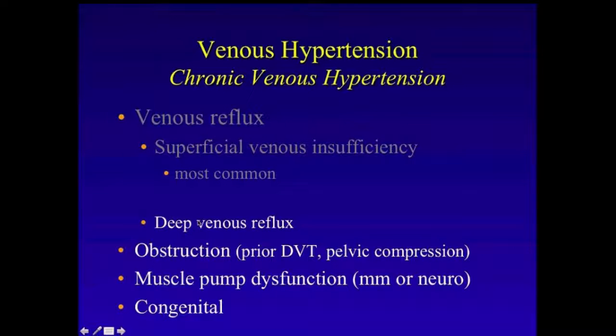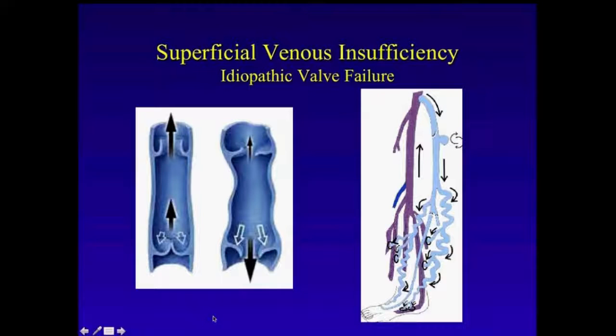Deep vein reflux is certainly present and is responsible for problems in some patients. Obstruction from a prior DVT or obstruction from a compression of a pelvic, an iliac vein from either an iliac artery or some mass in the pelvis could also cause chronic venous hypertension. Pump dysfunction, either neuromuscular or purely muscular, can lead to venous hypertension because you can't pump the blood out of your leg to reduce the pressure. And then there are some congenital causes of venous hypertension, which we're not going to really get into today.